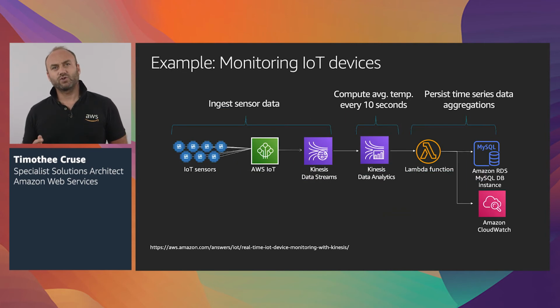This other example shows how you can monitor the state of IoT. We'll ingest sensor data via AWS IoT Core, which will pass this data to Kinesis Data Streams. Then, from the stream, we'll compute average device temperature for every 10-second window using Kinesis Data Analytics, and then persist the time series data aggregation into an RDS MySQL database.